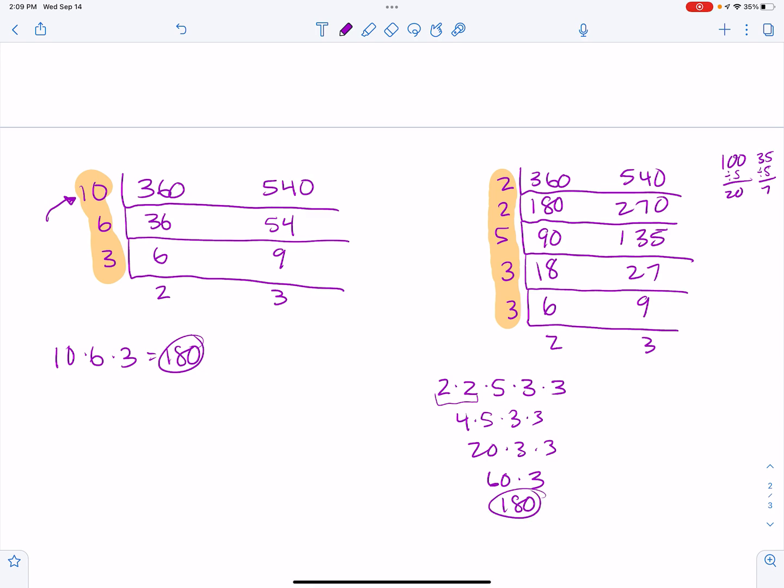So we do end up with the same greatest common factor, but there were just a lot more steps in there. With prime factorization, you have to pull out only prime factors, but when you're doing greatest common factor, you can just pull out whatever factors work for both of your numbers.